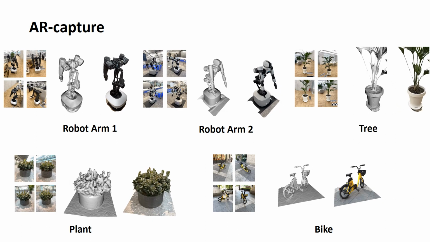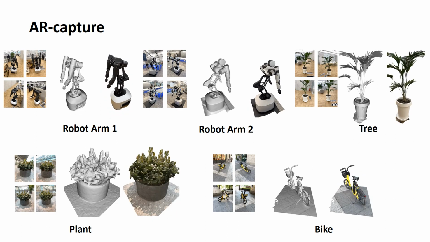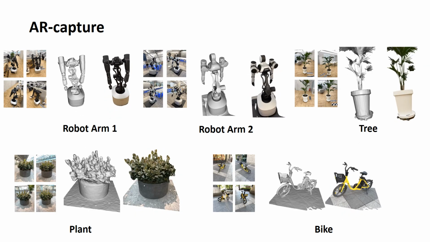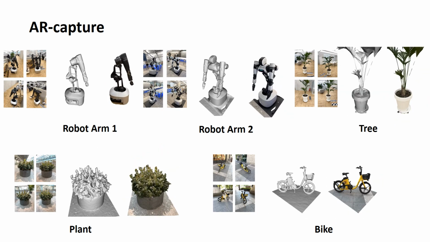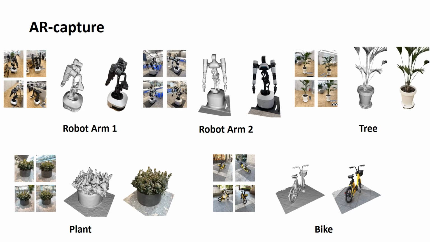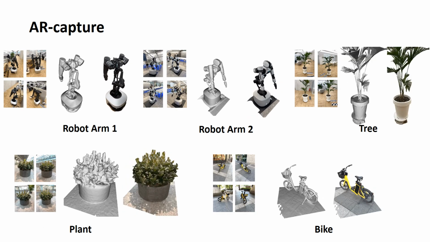The AR capture is a multi-view dataset of objects consisting of high-quality 4K images with depth and gravity data. We use less than 50 images to reconstruct mesh and texture maps.